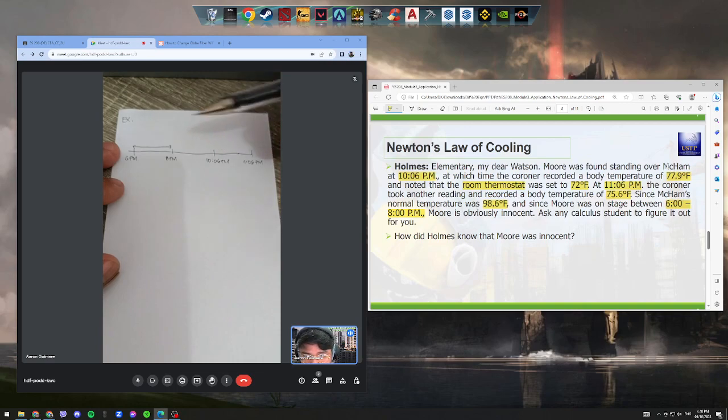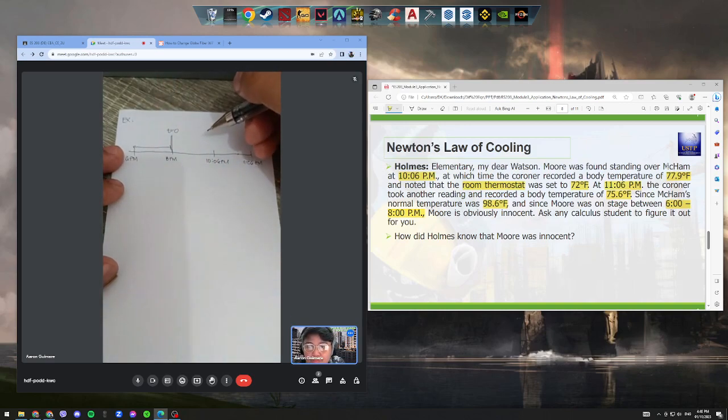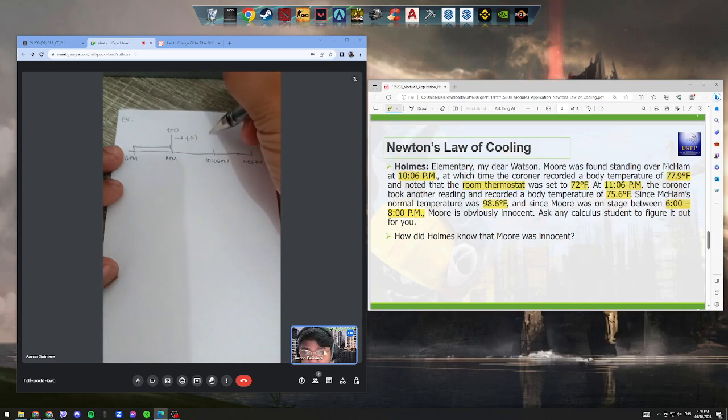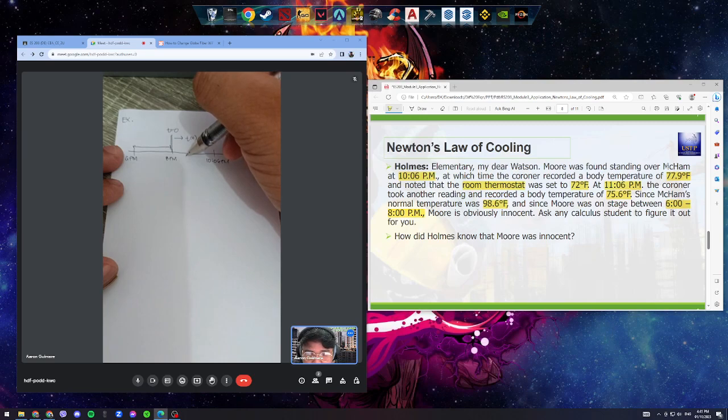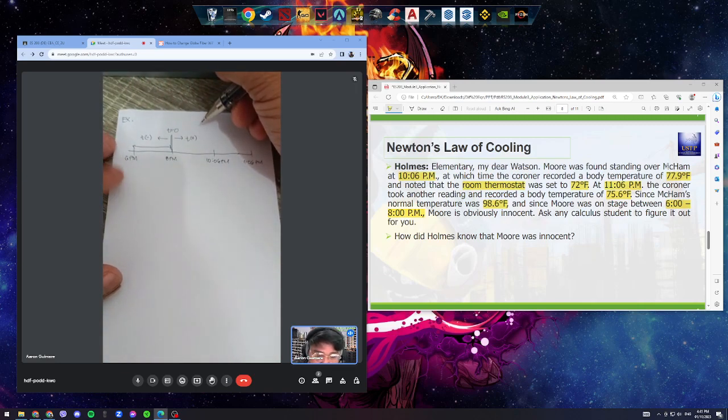So if Moore was really on stage from 6 to 8 PM, we will identify when Mackham really died. How do we do that? We let 8 PM be time equal to 0. At time equal to 0, if the value of our time is on the right side, which is positive, then Moore the suspect is probably the murderer. But if our time turns out negative, which is in between 6 to 8 PM, then we can prove that Moore is innocent. Okay? That is our indication.